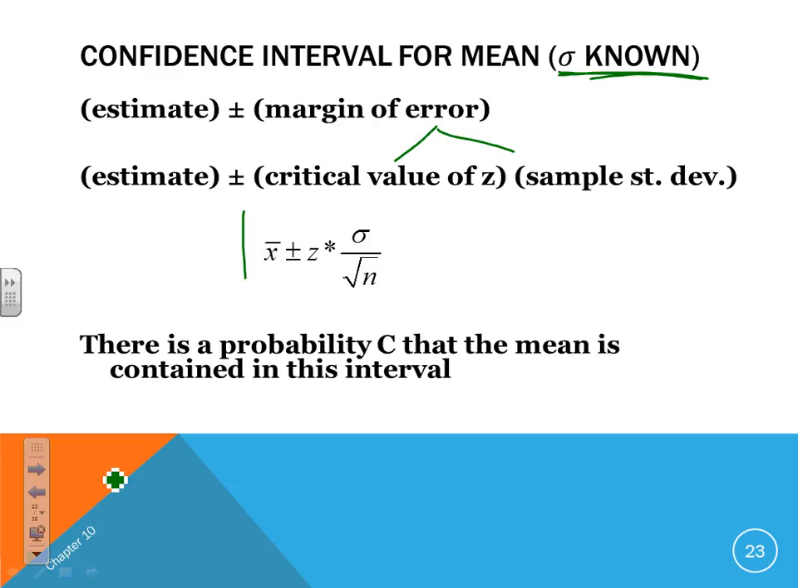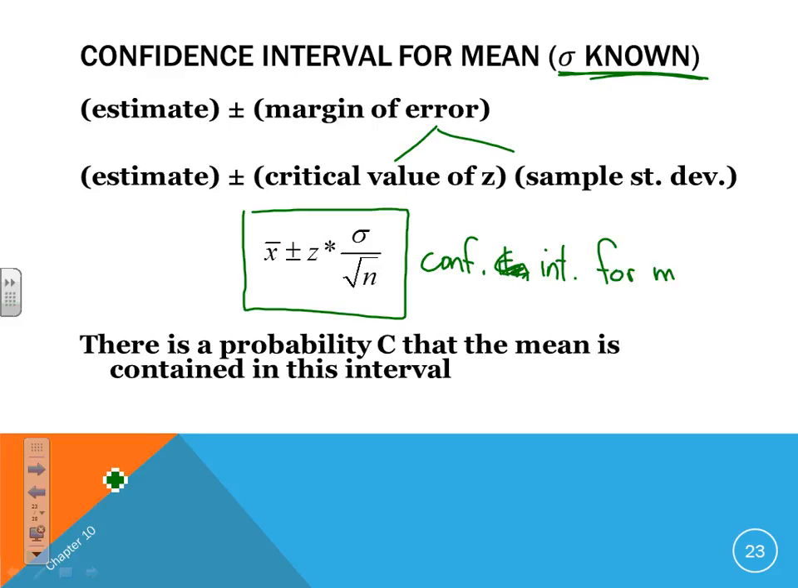So here, when we're doing a confidence interval for means, when we're doing confidence intervals for means, with sigma being known, this is what the form takes. X bar plus or minus z star times sigma over square root of n.